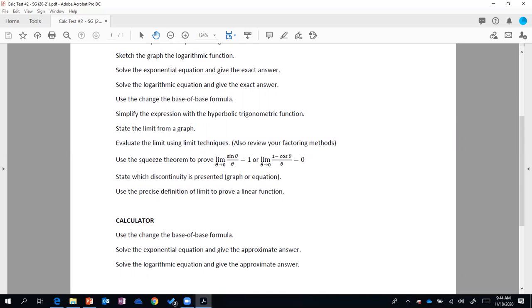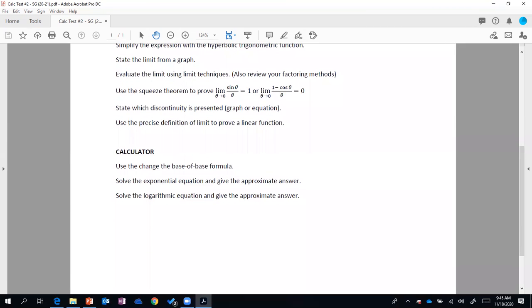Yeah, that works. Okay. Next, state which discontinuity is presented, graph or equation. That should be pretty easy. That's just looking at a graph and saying, oh yeah, that's this, right? Jump discontinuity, right? Infinite discontinuity. Anybody know the next one? Is it jump? Oh, there's one more where it's just like 1 point out. Removable discontinuity. Okay, cool. And then use the precise definition of a limit to prove a linear function. So we're just going to go with that difficulty. That's it with that one.